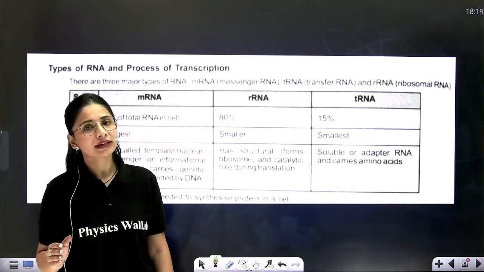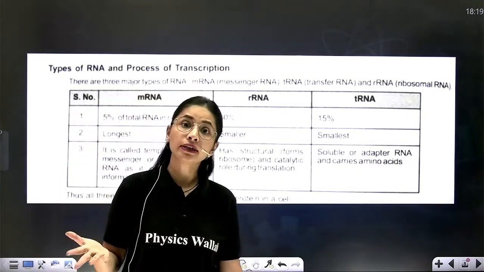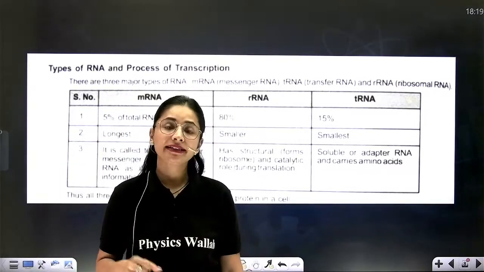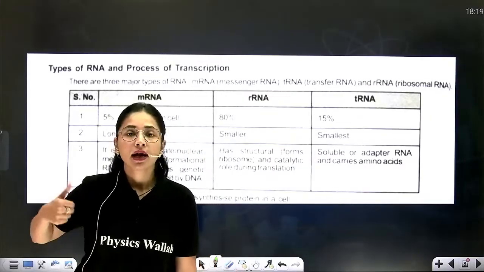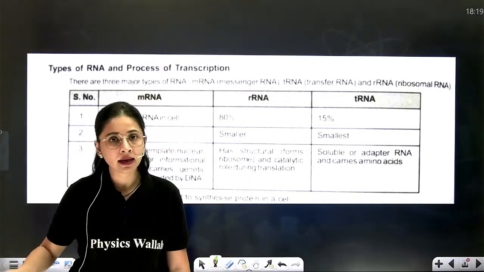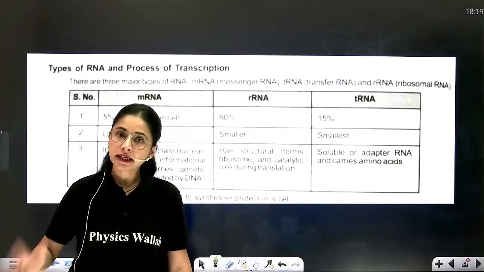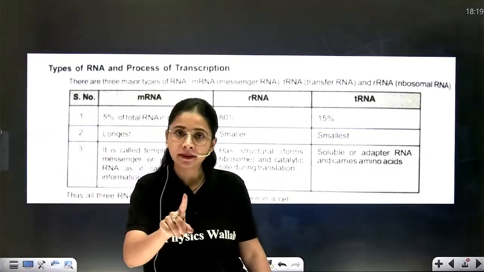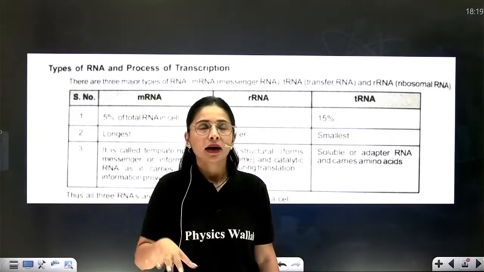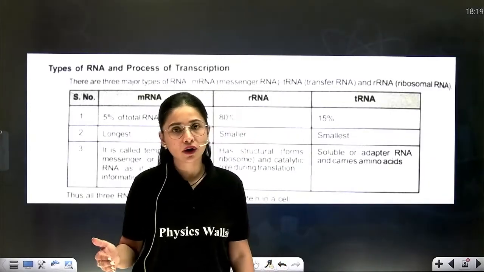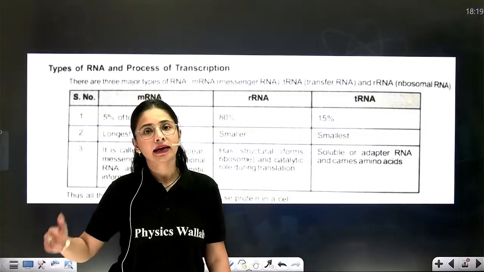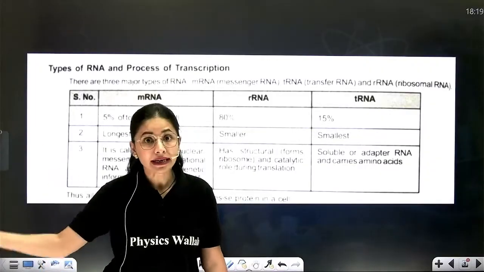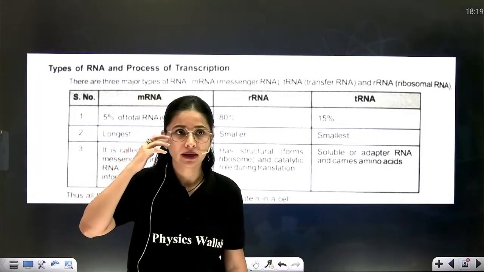But again, before that, you know that there are different types of RNA. Mainly there are three types of RNA: mRNA, rRNA, and tRNA. In case of prokaryotes, all these three are synthesized by one enzyme, that is RNA polymerase. But in case of eukaryotes, these three types of RNA are synthesized by three different types of RNA polymerase.